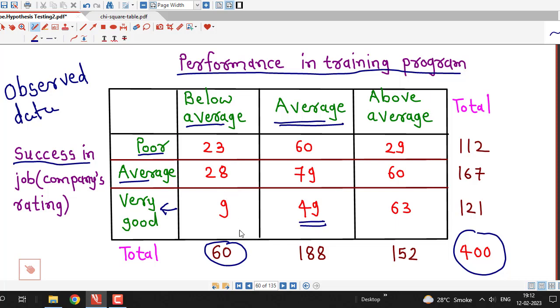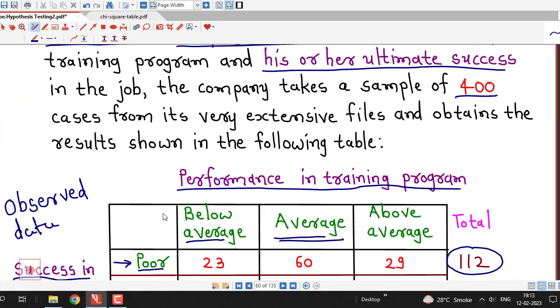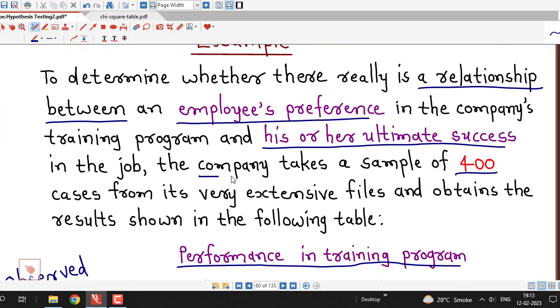We can say that there are 60 employees whose performance is below average. Similarly, there are 188 employees whose performance is average, and there are 152 employees out of 400 whose performance is above average. Similarly, these are the totals corresponding to all these categories. There are 112 employees having a poor success rate. Similarly, there are 121 employees out of these 400 whose success is very good. This is the data which the company has taken from its very extensive files.